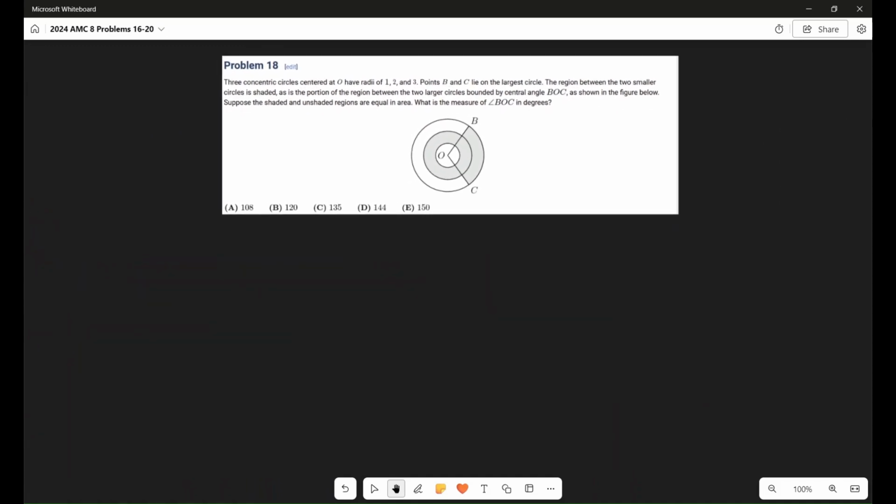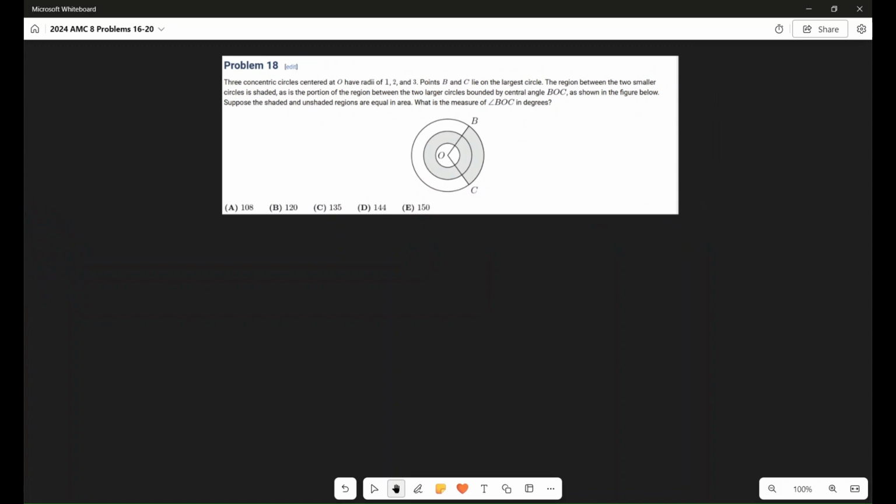All right. So a nice geometry question, problem 18. 3 concentric circles centered at O have radii of 1, 2, and 3. Points B and C lie on the largest circle. The region between the 2 smaller circles is shaded, as is the portion of the region between the 2 larger circles bounded by central angle BOC as shown in the figure below. Suppose the shaded and unshaded regions are equal in area. What is the measure of BOC in degrees?